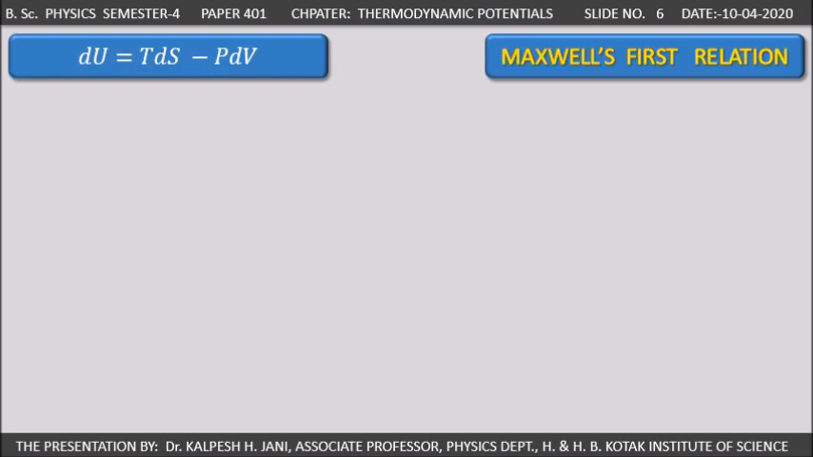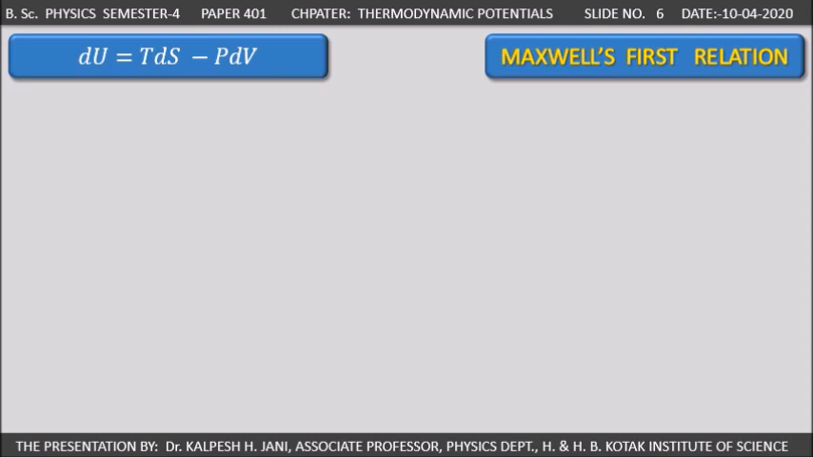So let us start with the term dU is equal to TdS minus PdV. We have to take the second order partial differentiation of internal energy U with respect to S and V. Consequently, in one case, we shall first differentiate with respect to S, the first order differentiation, and then after we shall differentiate with respect to V.